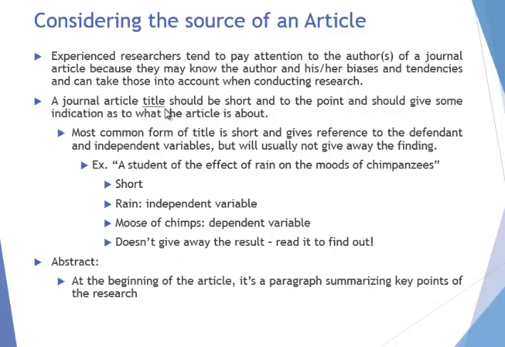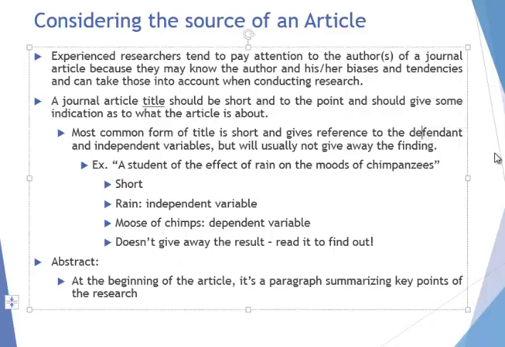A journal article title should be short and to the point, and should give an indication as to what the article is about. Titles are usually not just 2 or 3 words like novel titles are, but usually 10, 15 words, something like that, that give you a little bit of an idea of what it's about, but don't give too much away. The most common form of a title is short and gives reference to the dependent and independent variables, but does not usually give away the finding.